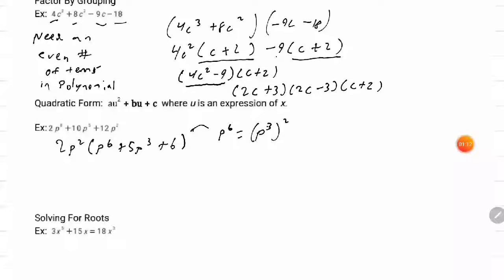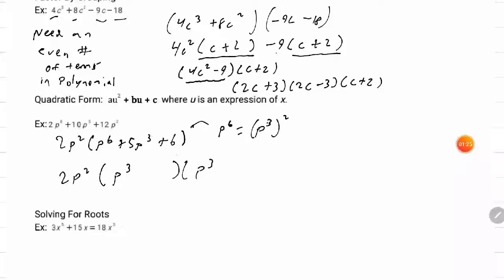So we're going to factor this just like any old quadratic. 2p squared, and then we have p to the cubed here, and a p to the cubed here. So we're looking for two values that multiply to 6 and add up to 5. And that is 3 and 2. And if you ever want to check, just remultiply it all out using your FOIL method. But this is as far as we can go.